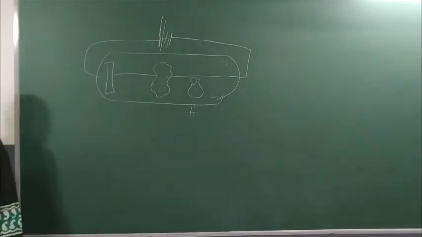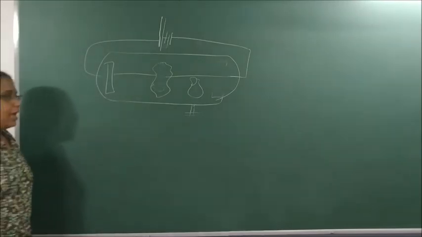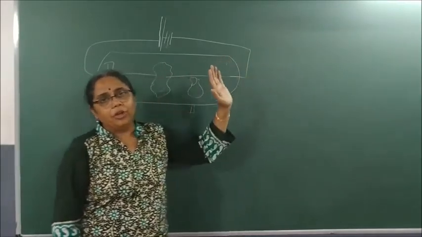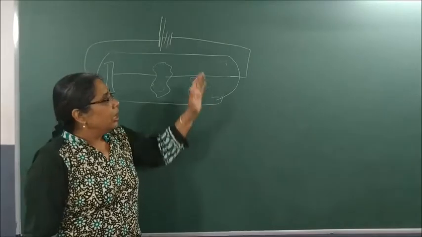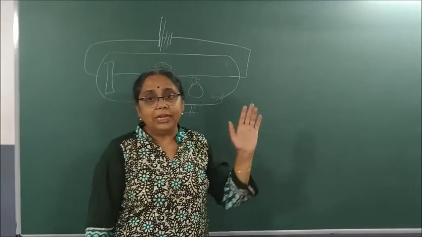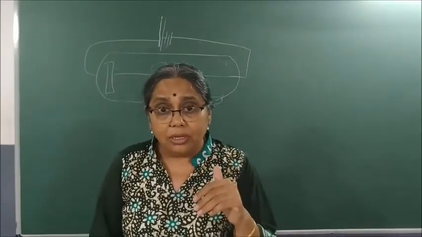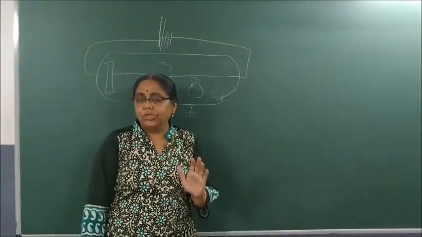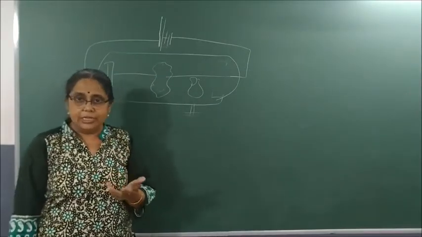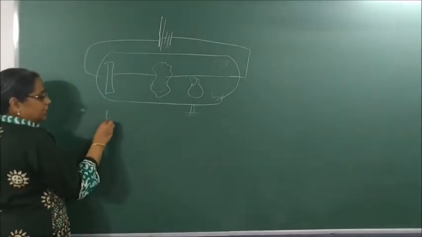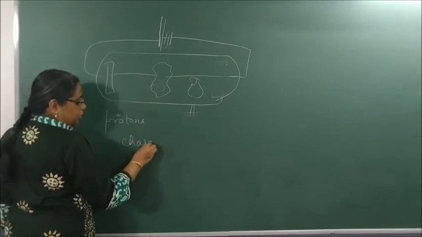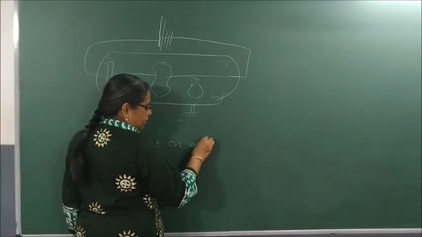This is called as what rays? Anode rays. These anode rays always move in a straight line. If a solid object is placed, it casts its shadow. It moves with a very high velocity, and when placed in an electric or magnetic field, it gets deflected towards the negative plate, which shows that anode rays are made up of positively charged particles, and these positively charged particles are called what? Protons.